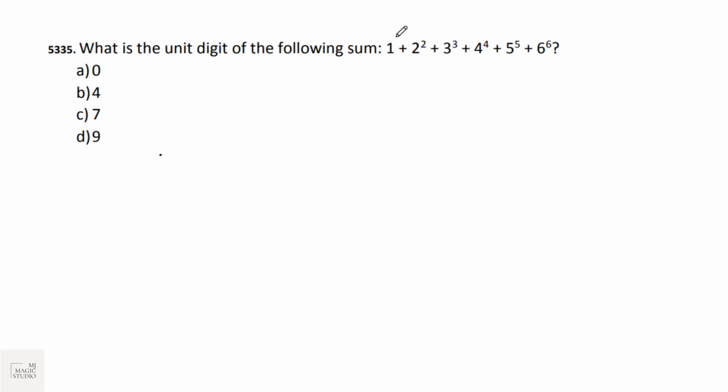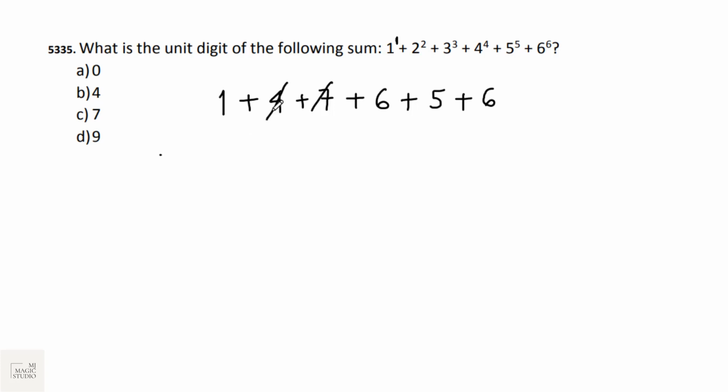What is the unit digit of the following sum? 1 to the power 1 plus 2 to the power 2 plus 3 to the power 3, till 6 to the power 6. 1 to the power 1 is 1. We will just make note of the unit digits of these expressions. 2 square is 4. 3 cube is 27, so 7. 4 to the power 4 is the same as 4 to the power 2, which ends with 6. 5 to any power will always end with 5, and 6 raised to any power will always end with 6.